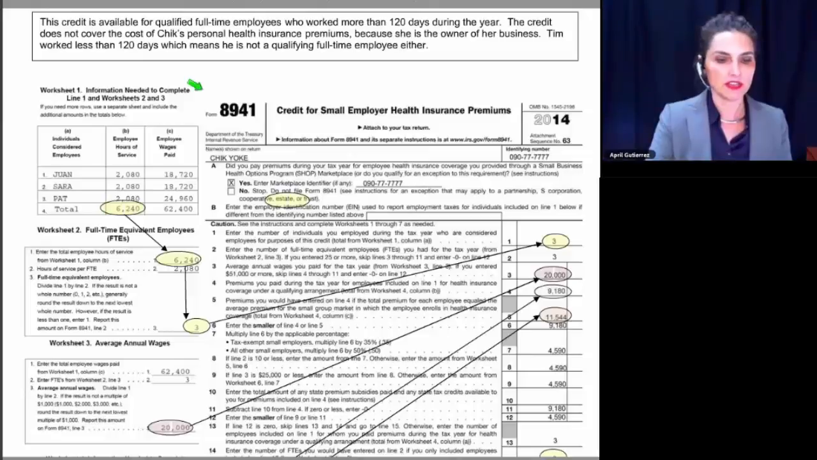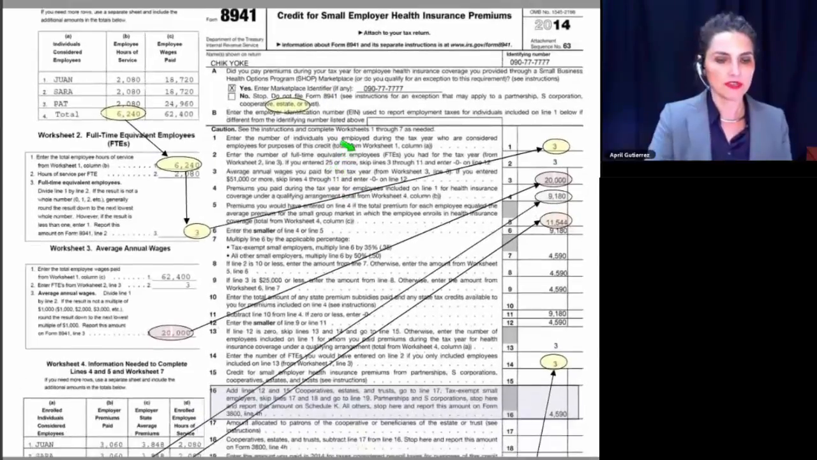So she's going to go over to Form 8941. She's going to enter her identifying number. She's going to enter the marketplace identifier. And then she is going to go on and enter the number of individuals she employed during the year and the number of full-time employees that she had during the year. And it turns out those are the same number. It then goes through and says on worksheet 2, enter the total employee hours of service, divide that by 2,080, and that's where you get 3. So she has 3 employees and she has 3 equivalent full-time employees.